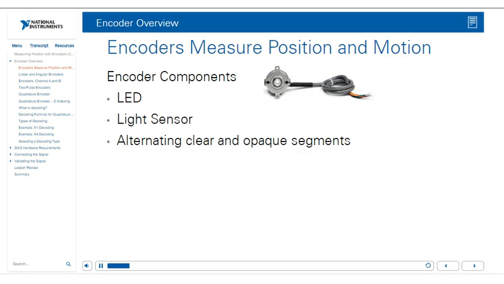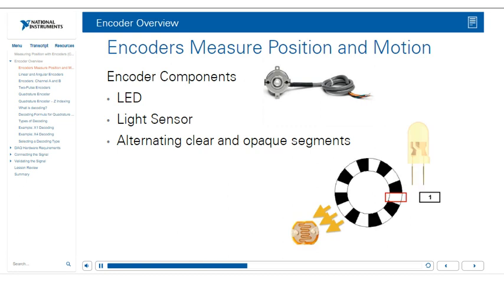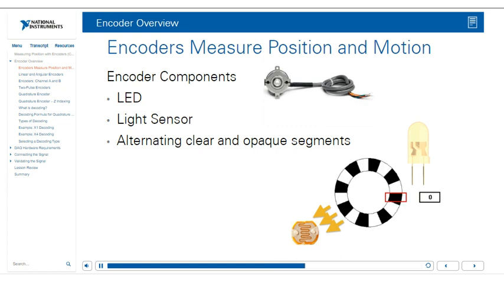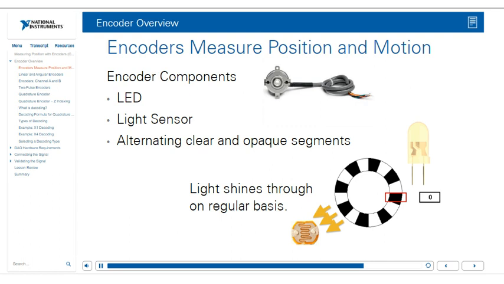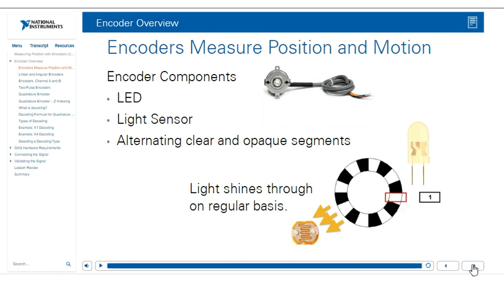An encoder consists of an LED, a light sensor, and a structure with alternating clear and opaque segments. The clear segments in this structure let light shine through to the light sensor, while the opaque segments block it. The light sensor can detect these changes in lighting and output a square wave pulse that can be interpreted as position or motion.